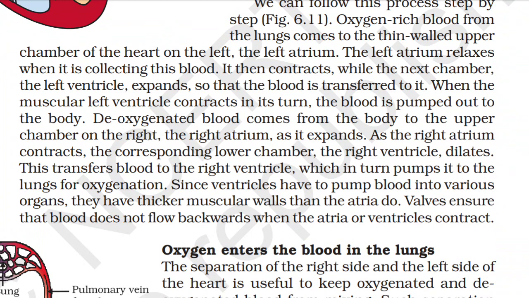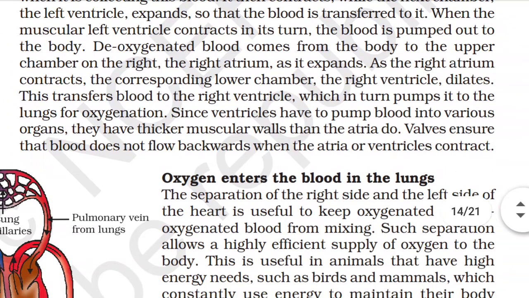Deoxygenated blood comes from the body to the upper chamber, the right atrium, as it expands. As the right atrium contracts, the corresponding lower chamber, the right ventricle, dilates. Additional knowledge again: the valve present between the right atrium and right ventricle is known as the tricuspid valve. It is called so because it has three flaps.